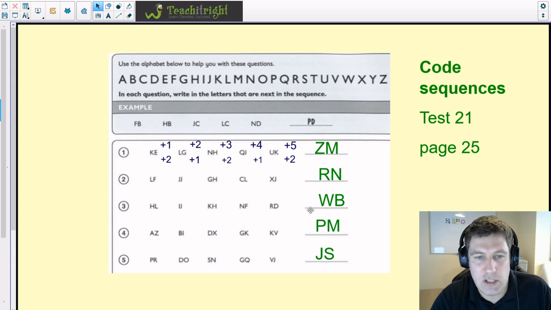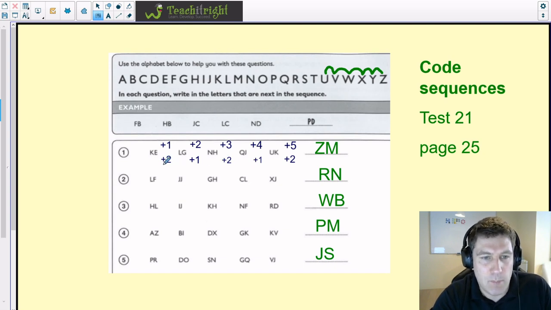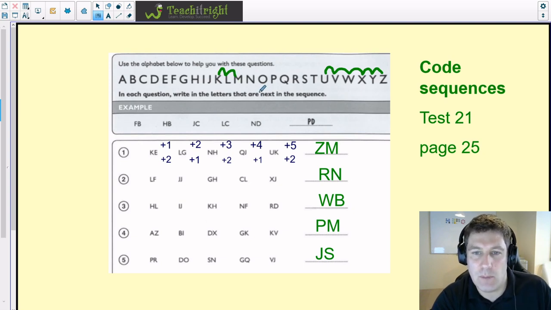For the first one, I've actually just represented the jump. So again, it's very clear for you to see the first letter of each pair went +1, +2, +3, +4, +5. So if we went to U, just to show you, if I grab my pen, if I had U here and I jumped 5, I'd go 1, 2, 3, 4, 5, and I would get Z as my first letter. Second letter, slightly different jump. It went +2, +1, +2, +1, +2. So if we get to K and we add 2 on, 1, 2, we get M.